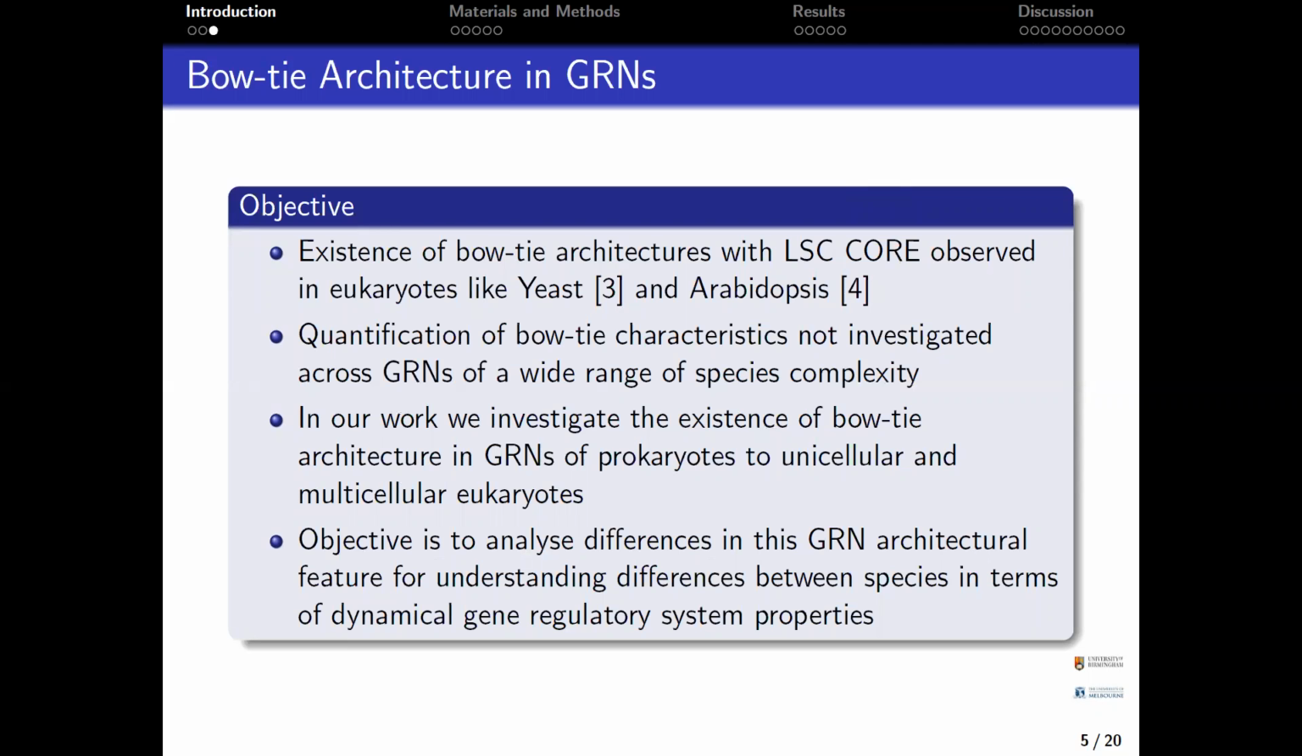Regarding prior work, the existence of Bowtie architectures with a LSC core has been observed in eukaryotes like yeast and Arabidopsis. In our work, we investigate the existence of this architecture in GRNs of species of widely varying complexity from prokaryotes to unicellular and multicellular eukaryotes. And our objective is to analyze the differences in this GRN architectural feature with the aim of understanding the differences between species in terms of the dynamical gene regulatory system properties.